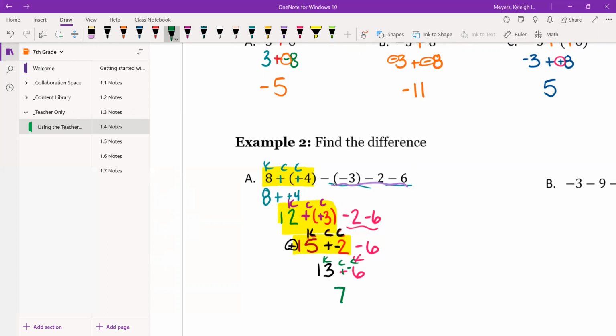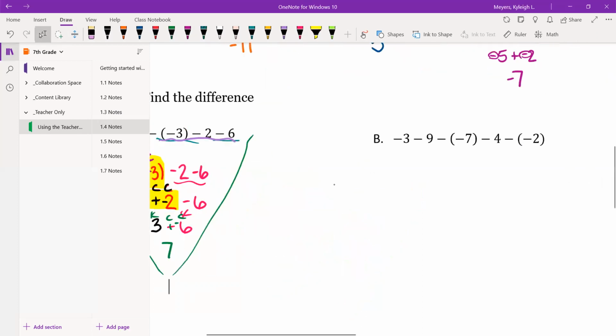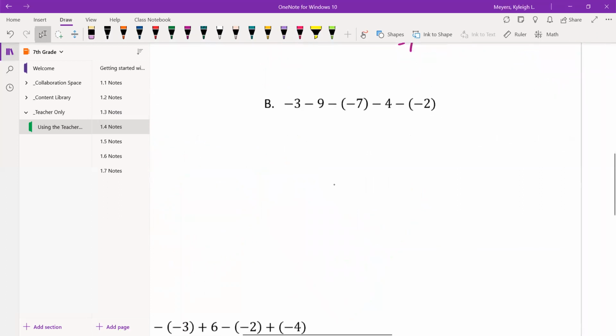Okay, so we broke it down step by step and see how it makes an ice cream cone, right? That's what I want to see. I want to see all that work. I want to see KCC for each step, okay? I want you to try letter B on your own. I'm going to pause and unpause a couple of steps through. So if you need a breaking point or if you get stuck, then check through my work, okay?